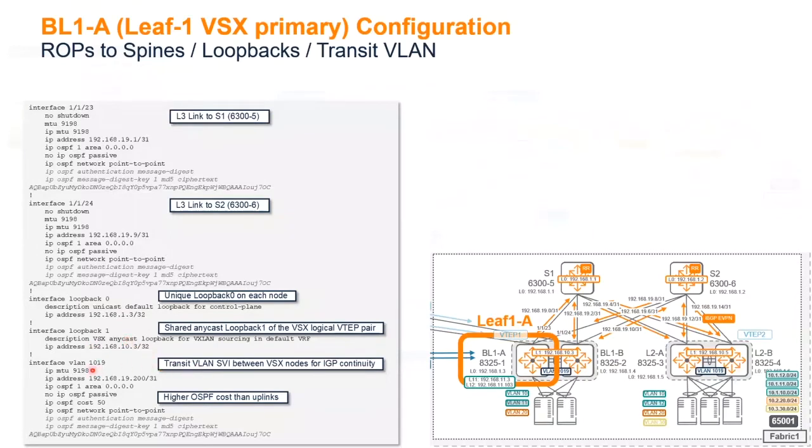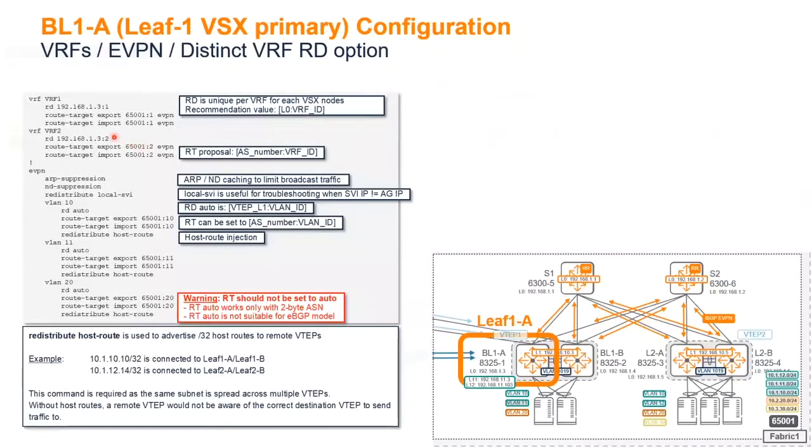Then I talk about that transit VLAN, so an associated layer 3 VLAN interface for the transit VLAN with an OSPF cost that is higher than the one for the uplink, so that you don't use that transit VLAN in nominal situation. You only use that one if there are uplinks, both uplinks failing.